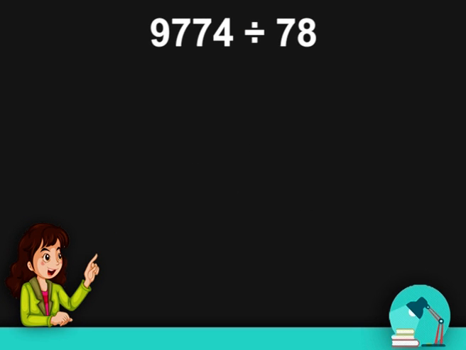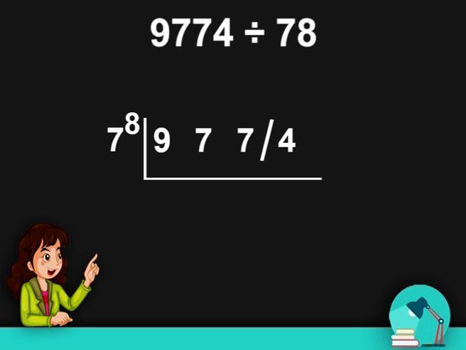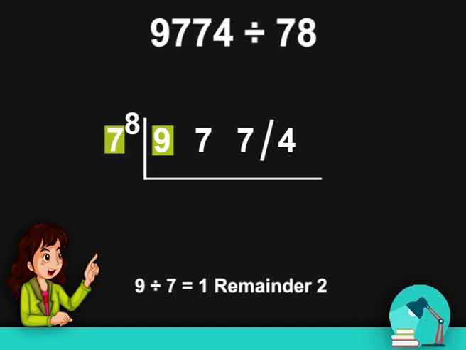Let us try a bigger number now and divide 9774 by 78. 78 will be written as 7 with 8 on the top in the flag position. The remainder stroke is placed so that the number of digits to the right-hand side of the dividend is equal to the number of digits in the flag. The first digit of the dividend is 9. When we divide 9 by 7, we get 1 as quotient and 2 as remainder. Put quotient 1 below the horizontal line and remainder 2 just before the second dividend digit.